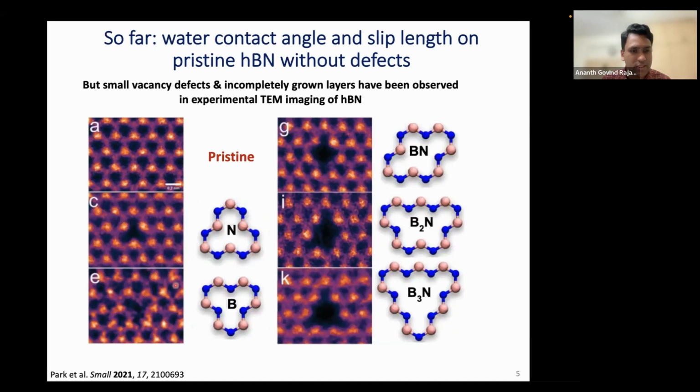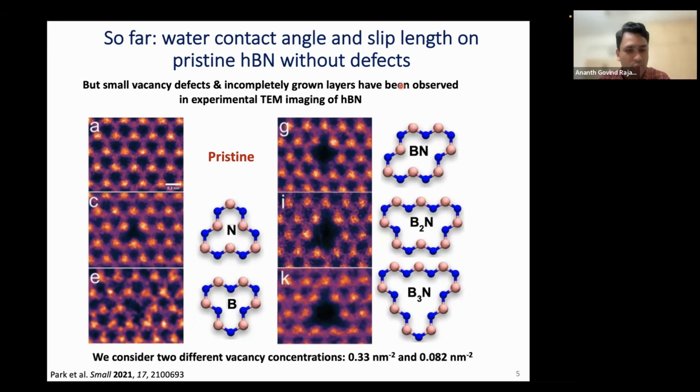whether it's the nitrogen vacancy, boron vacancy, BN, B2N, and B3N vacancies, or even incompletely grown layers. So if you do a chemical vapor deposition synthesis, then the top layer may not be completely grown, and that may expose the edges, right? So the question was, can we incorporate these kinds of defects into our modeling framework, right?